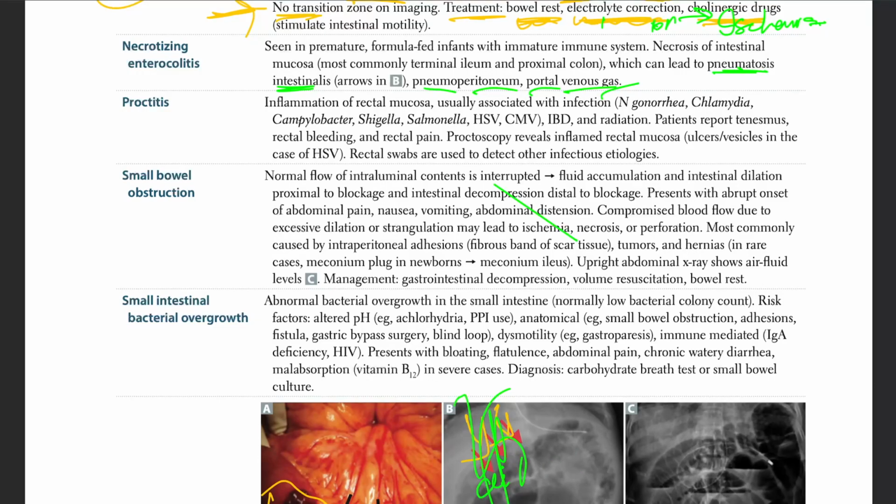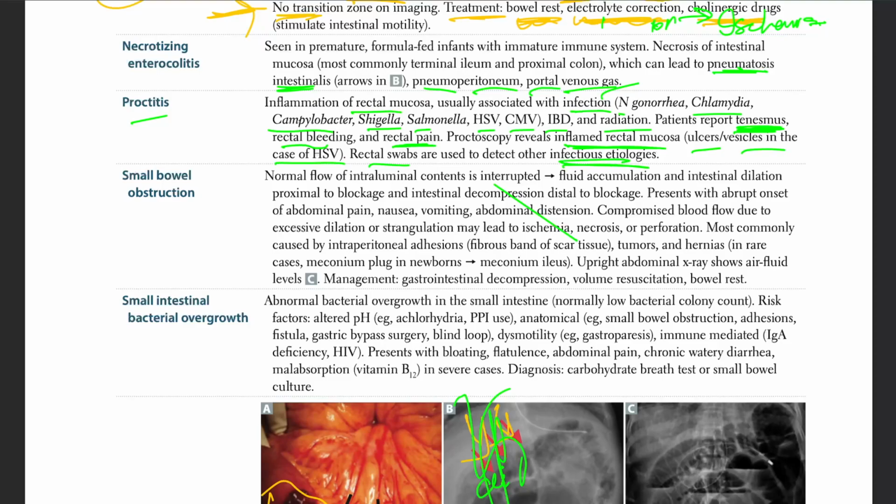Okay, let's talk about proctitis. That's the inflammation of the rectal mucosa, usually associated with infection of gonorrhea, chlamydia, Campylobacter, Shigella, Salmonella, HSV, CMV, IBD, and radiation. Patients report tenesmus, rectal bleeding, rectal pain, and proctoscopy reveals inflamed rectal mucosa, ulcers, vesicles in the case of HSV. Rectal swabs are used to detect other infectious etiologies.